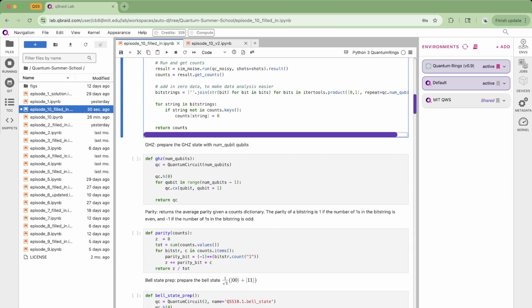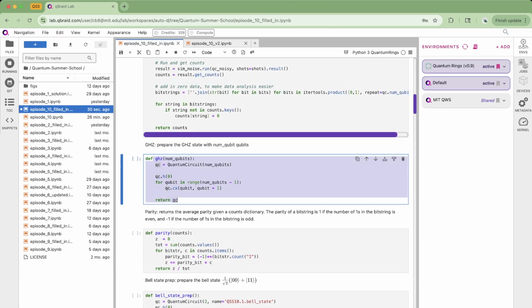And then here's a GHZ state preparation circuit. Remember that this is a state which is like 0,0 plus 1,1, but it could be as many qubits as you want, like 0,0,0,0 plus 1,1,1,1.